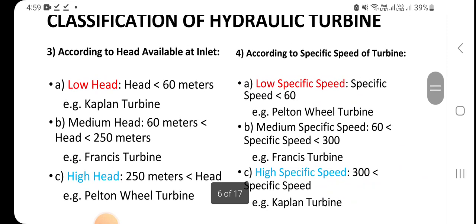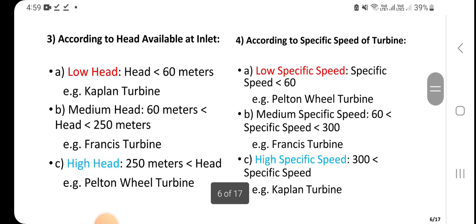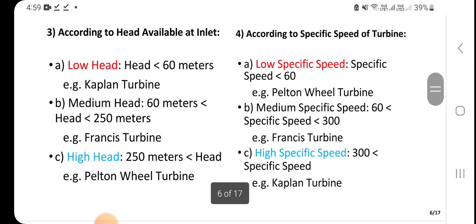According to the specific speed of the turbine, for low specific speed, less than 60, they use Pelton wheel turbine. For medium specific speed, 60 to 300, they use Francis turbine. If the specific speed is high, greater than 300, then they use Kaplan.